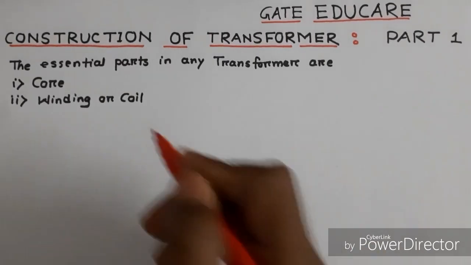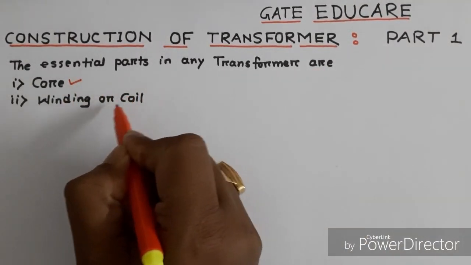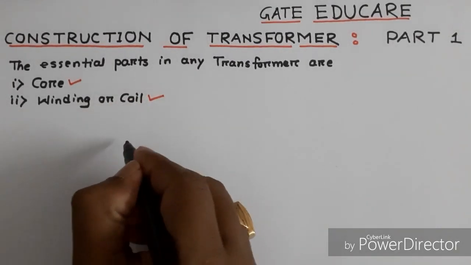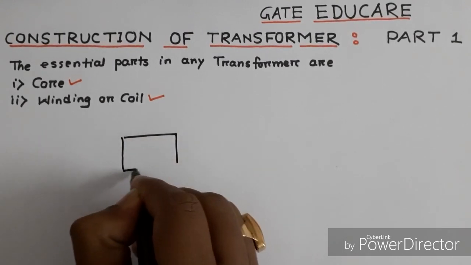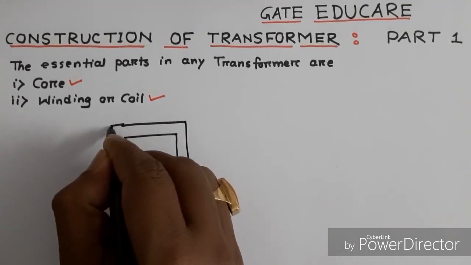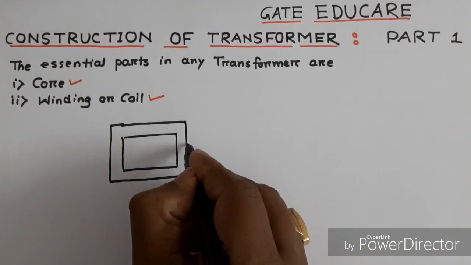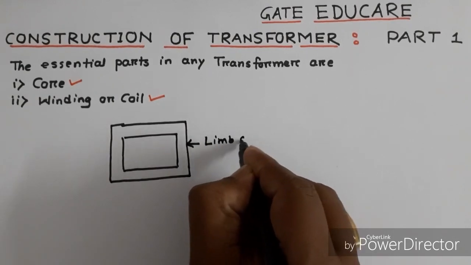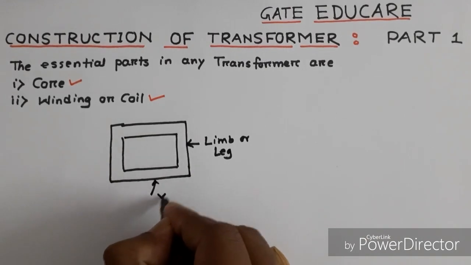The basic parts in any transformer are the core and the winding or coil. Now, this is the core of any transformer. This vertical portion is called the limb or leg, and this is called the yoke.